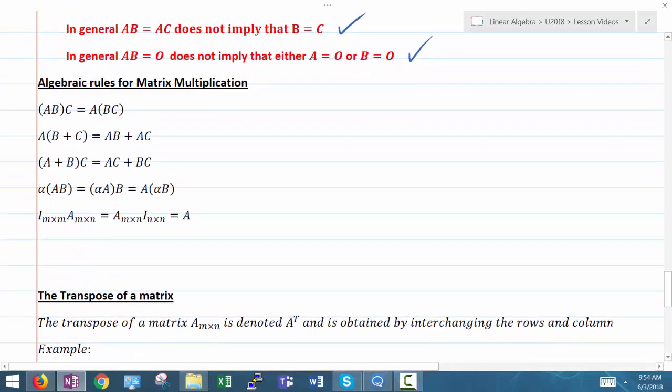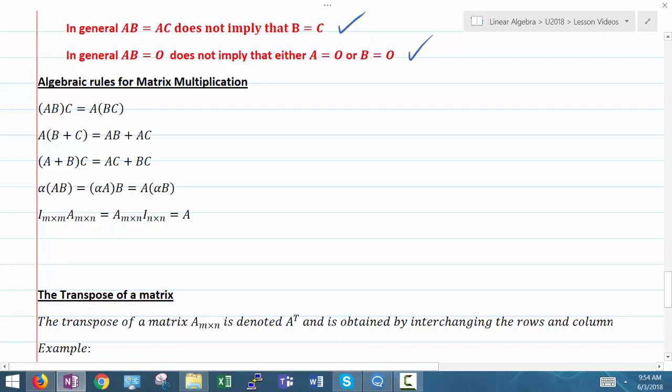Here are some algebraic rules for matrix multiplication. It shouldn't be any surprise that you can do the matrix multiplication in any grouping. There are some rules about efficiency in terms of whether to do A times B first and then multiply by C, or to do B times C and then multiply by A. We won't get into that. We won't be working with matrices that large, but know that those algorithms exist.